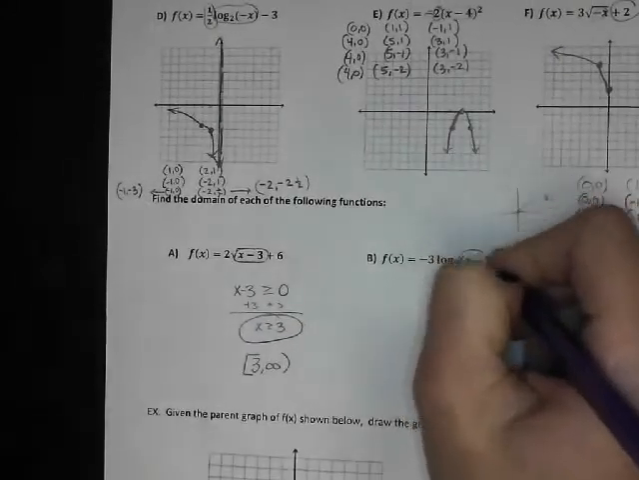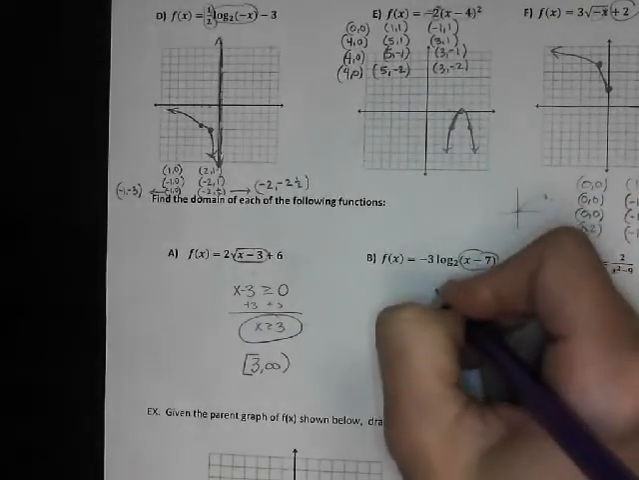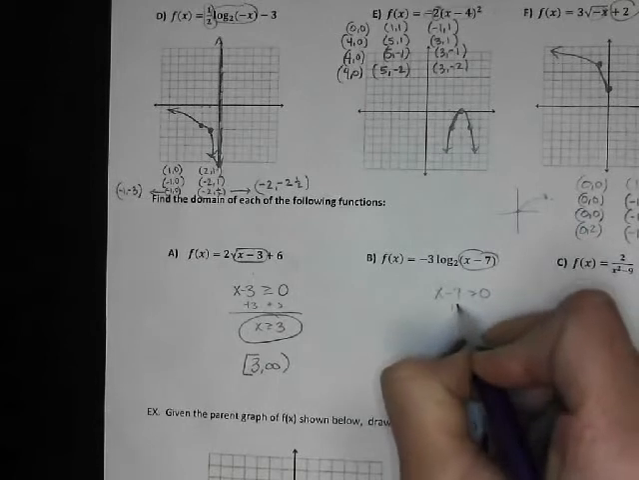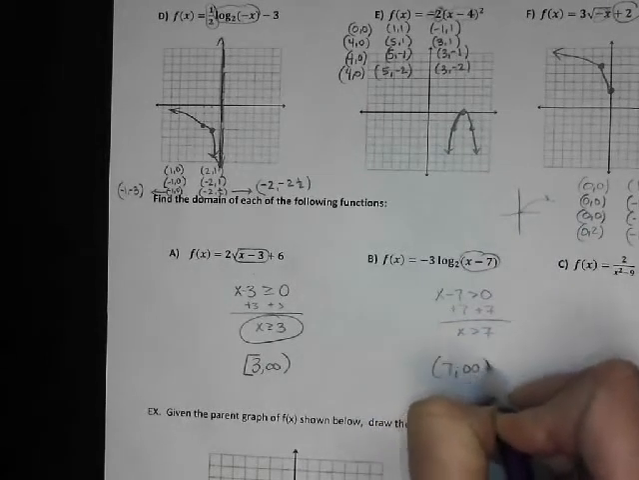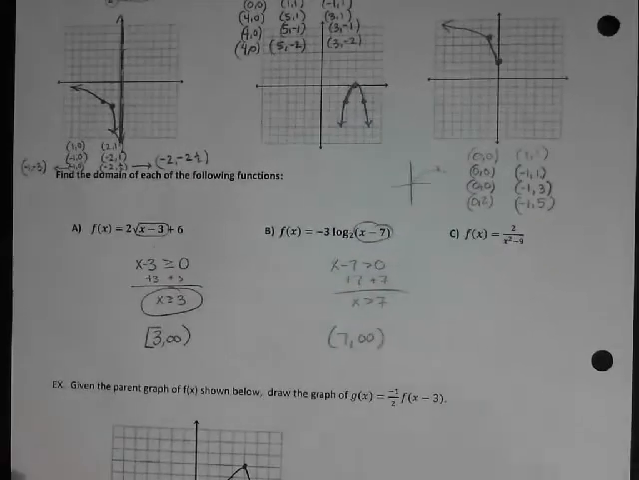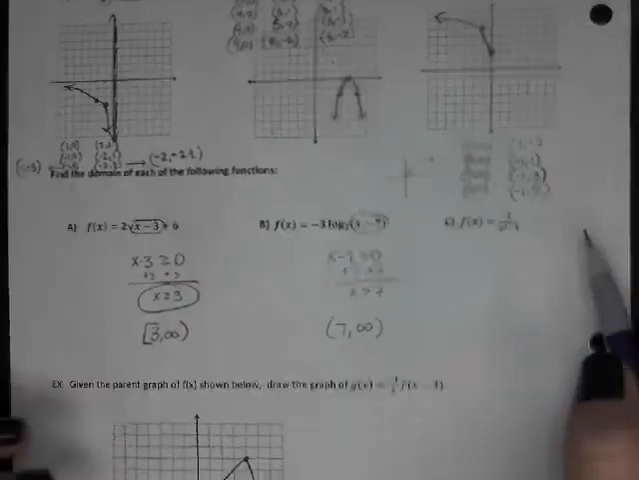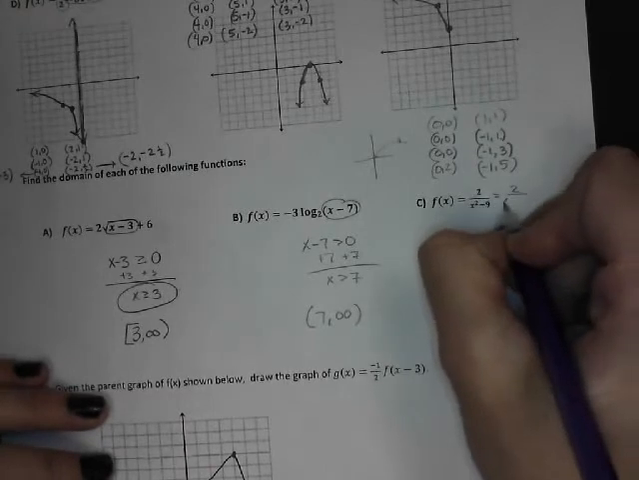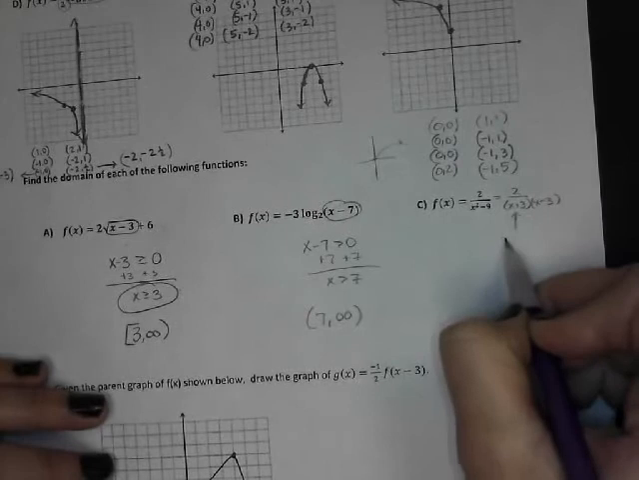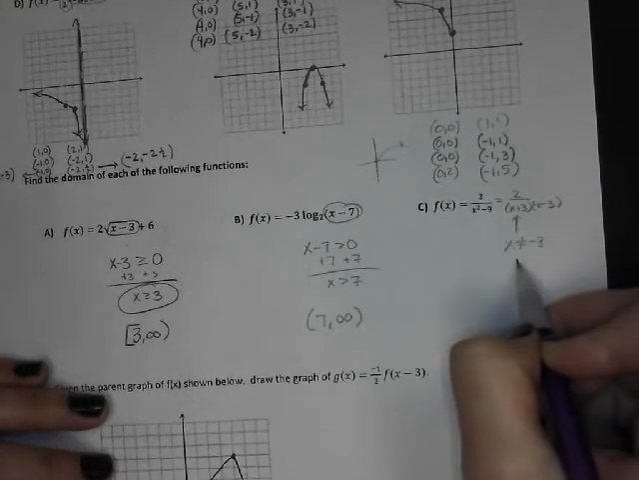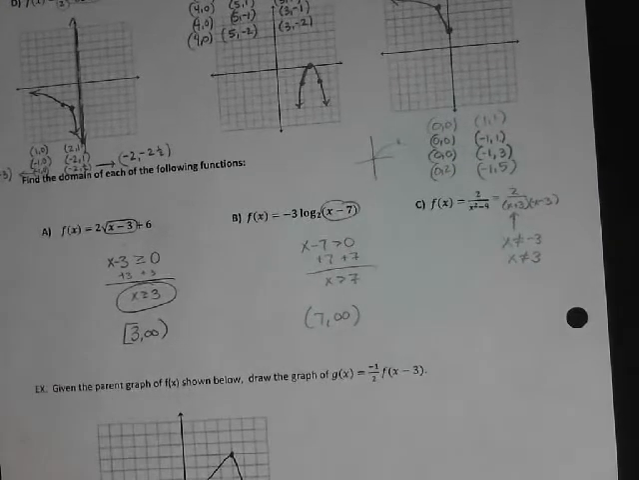Here, you can only take the logs of positives, so this needs to remain positive. So add 7, x has to be greater than 7, so this one's domain is 7 to infinity. And lastly, you can't have a 0 in the denominator. So if you factor this, it's easier to see that your excluded values are that x cannot equal -3 and x cannot equal 3. X can be anything else, but it can't be those. Because if it is, you'd be doing 2 divided by 0, and that's a problem.